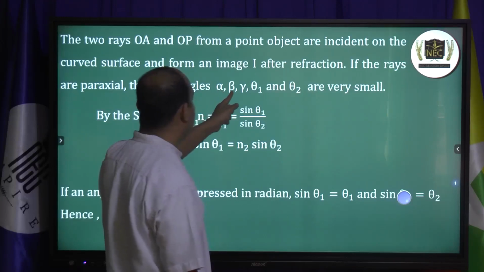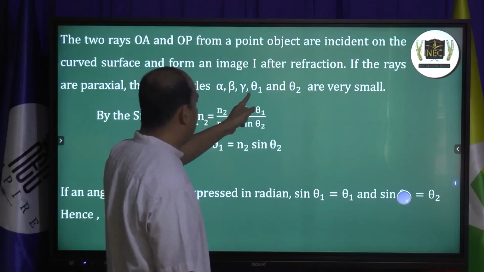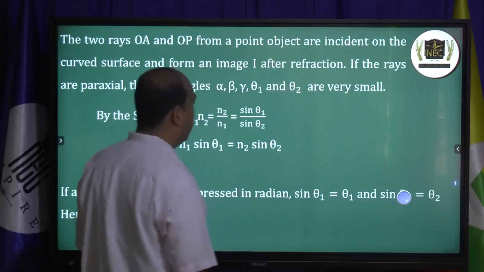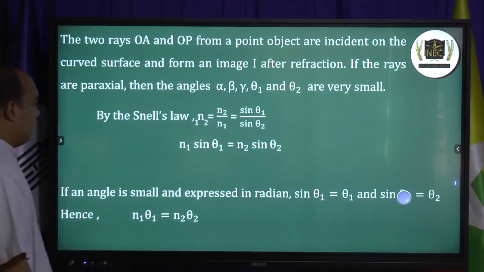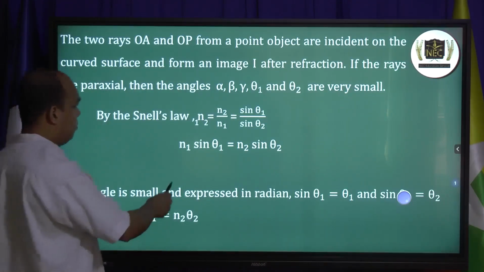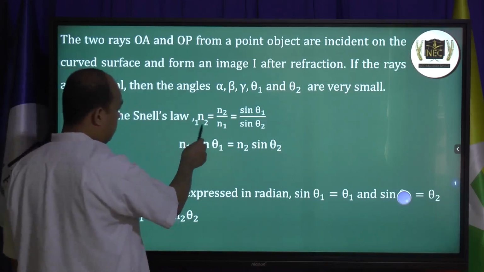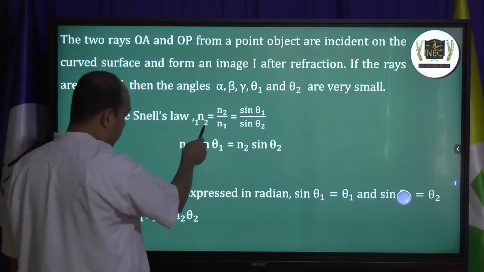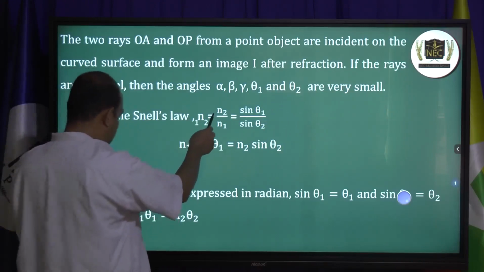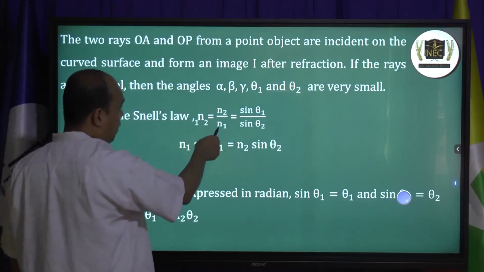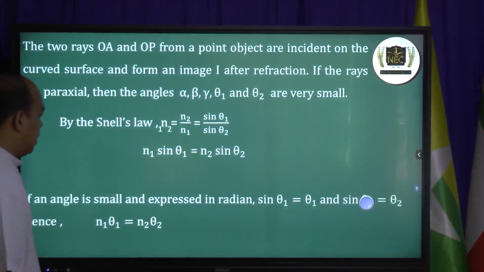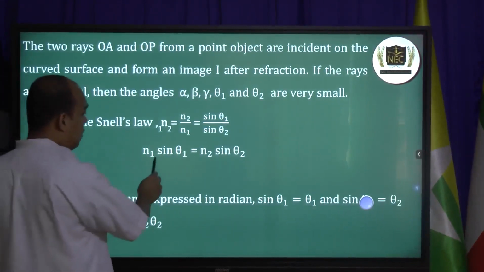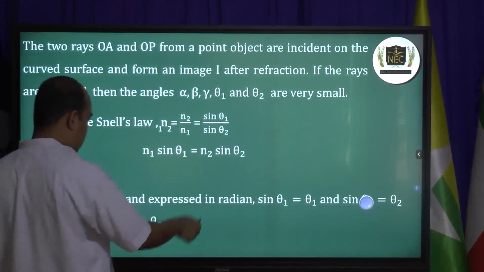If theta 1 and theta 2 are very small, then by Snell's law, n2 by n1 equals sin theta 1 by sin theta 2, that is, n1 sin theta 1 equals n2 sin theta 2.